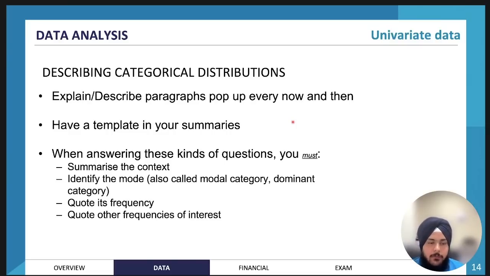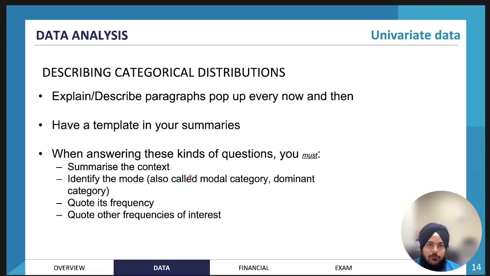So I would personally recommend having a structure already pre-prepared in your data book, your summary book, and just having that with you in the exam, and leaving blanks for certain values. But generally, the overall structure is, first of all, summarizing the context.